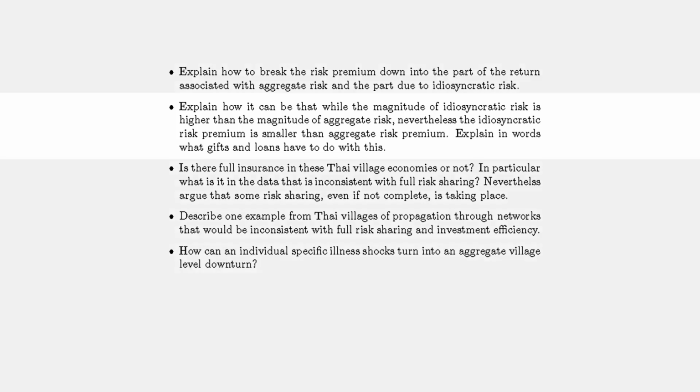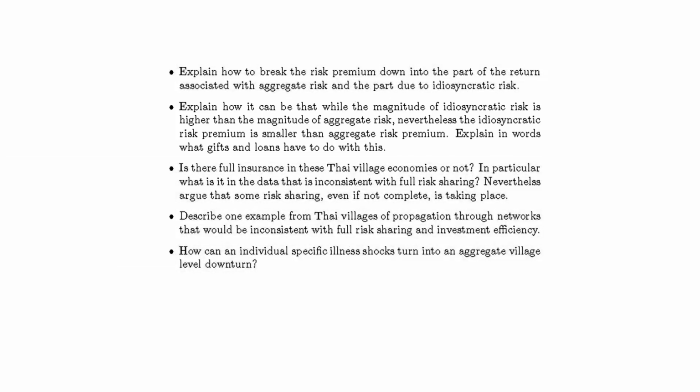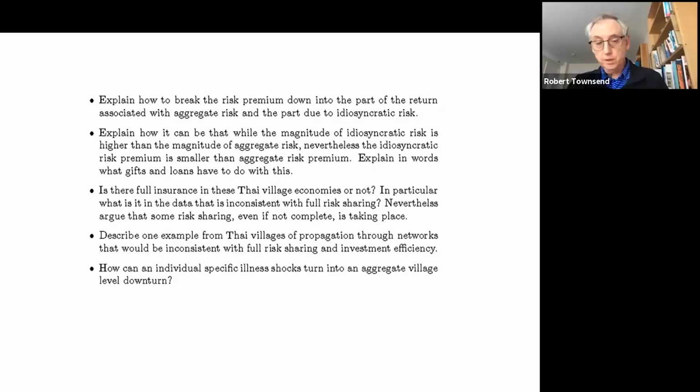Here's another one. Explain how it can be that while the magnitude of idiosyncratic risk is higher than the magnitude of aggregate risk, nevertheless, the idiosyncratic risk premium is smaller than the aggregate risk premium. So again, I'll take volunteers.